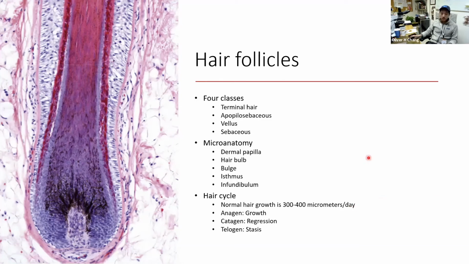Hair cycle, there's 3 phases: anagen, catagen, telogen. In normal hair, 99 to 100% of your hair is going to be anagen. Catagen is the rarest because that's the transition phase between active growth and a resting phase, which is telogen.